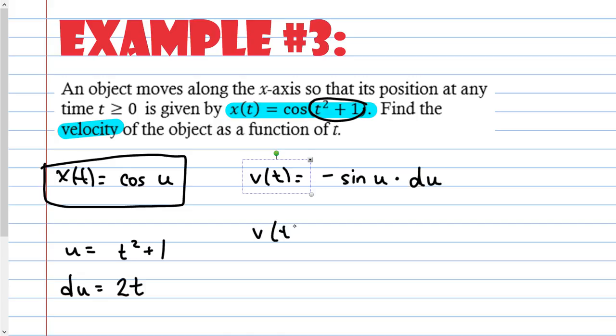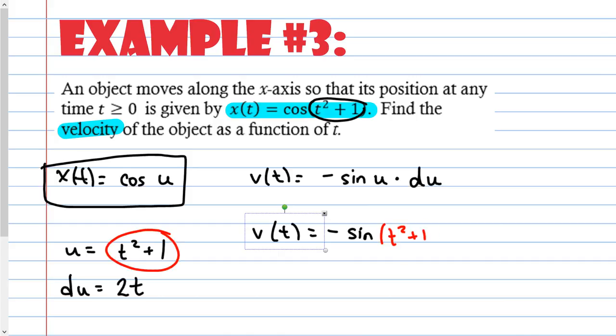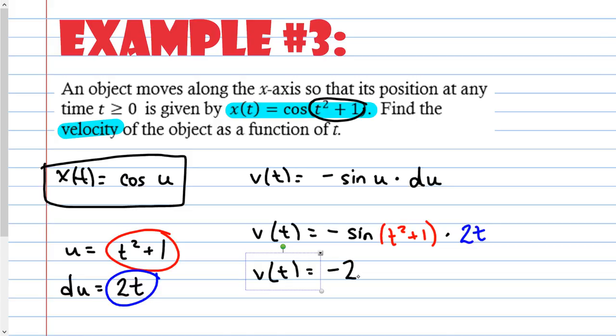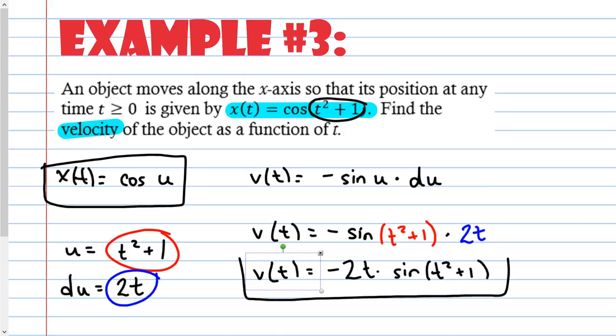So v of t is going to equal negative sine u, which is right here, t squared plus 1, times du, which is right here, 2t. And then the only thing I would do is rewrite this better. For example, the 2t should come to the front. So negative 2t, and then sine of t squared plus 1. That's it. And this is the velocity of this function for any time t. So this is just a general equation for my slope.